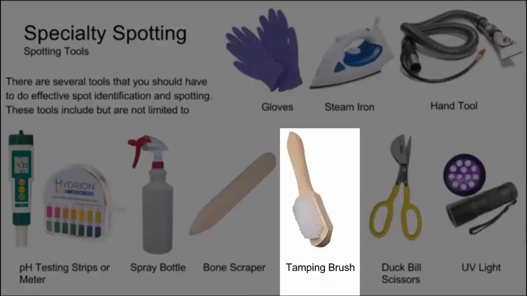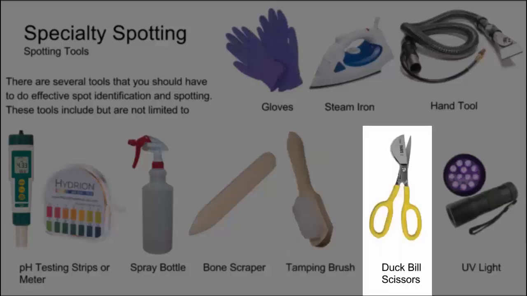A tamping brush. Now you normally use a brush to scrub things. This is not a brush used to scrub anything with. It's used by putting down a towel on top of the spot that's been treated and then tapping the brush down on top of the towel to aid in absorption. So you're going to absorb the stain into the towel by tapping on it with a brush.